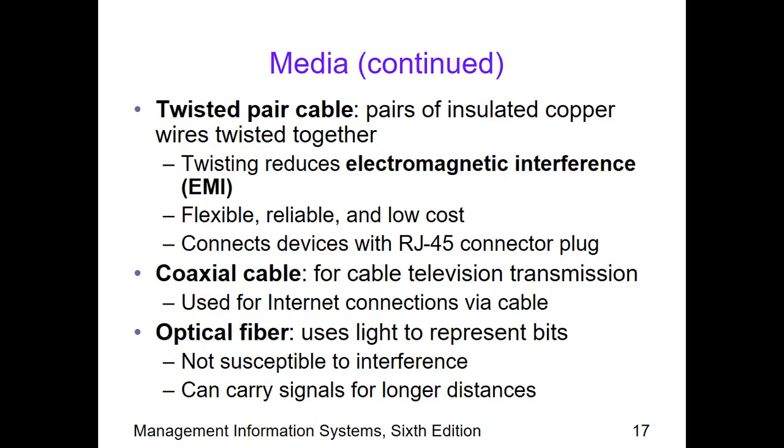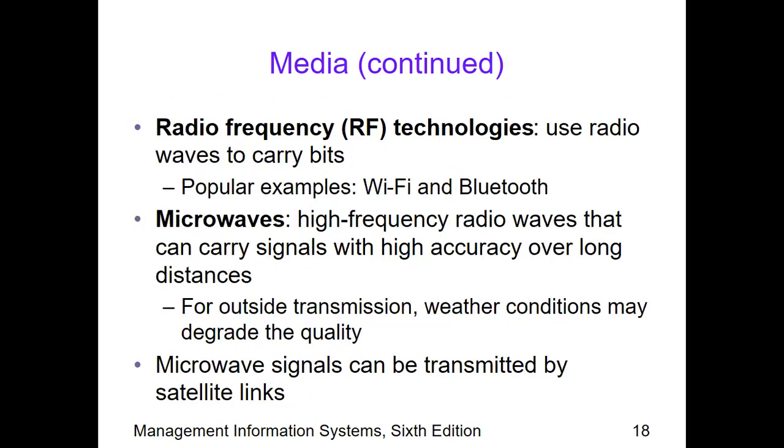Coaxial, in other words, would be for cable television transmission, and it is used for internet connections via cable. Optical uses light, from the word optics or optical, is not susceptible to interference and can carry signals for long distances because it's fiber, not just based on the cable.